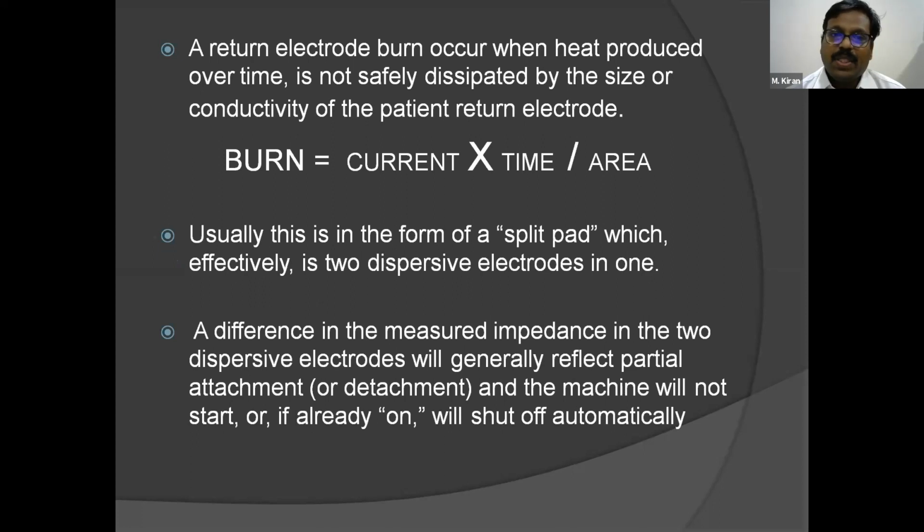Usually this is in the form of a split pad, which effectively disperses the current. A difference in the measured impedance in the two dispersive electrodes will generally reflect partial attachment or detachment, and the machine will not start, or if already on, then it will shut off automatically. Nowadays, we can see this in all electrosurgical units. If the electrode is not attached properly, it will give an alarm. REM pad or earth pad disconnected, like that, alarms will come. So we have to check this electrode, then only this electrosurgical unit will start.